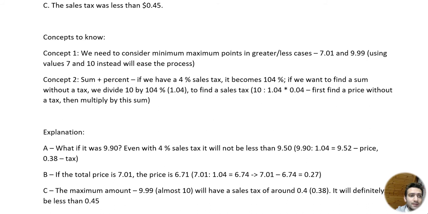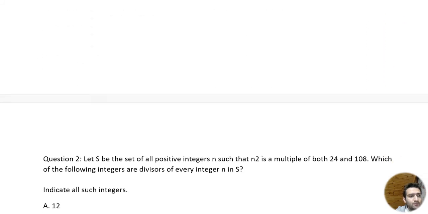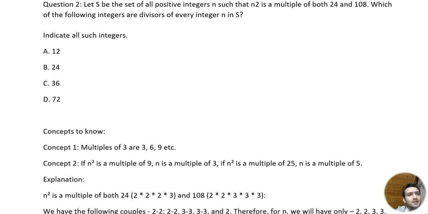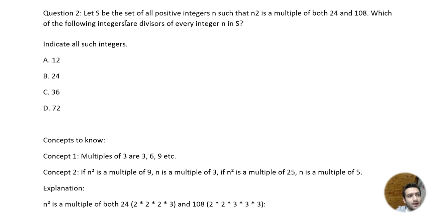Well, let's consider the second case. Here you can see the set S, that is a set of all positive integers n such that n squared is a multiple of both 24 and 108. Which of the following integers are the divisors of every integer n in S? And there are four options.